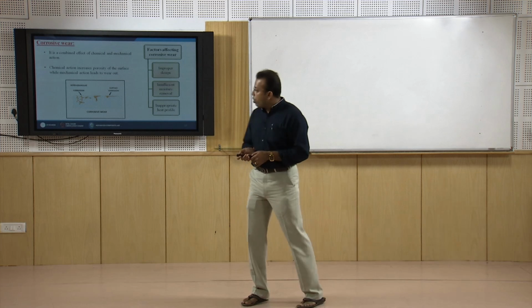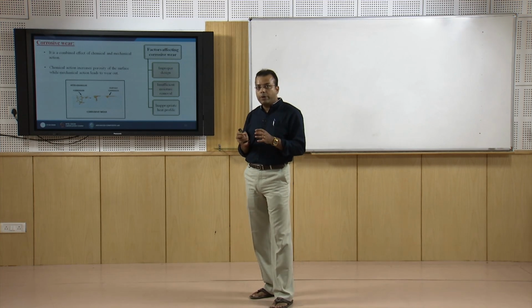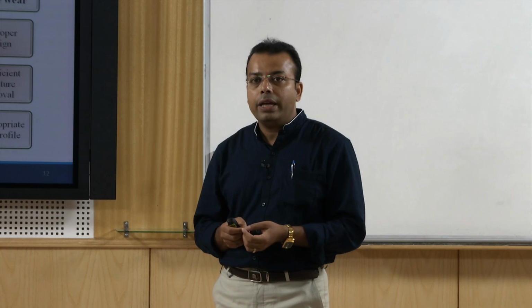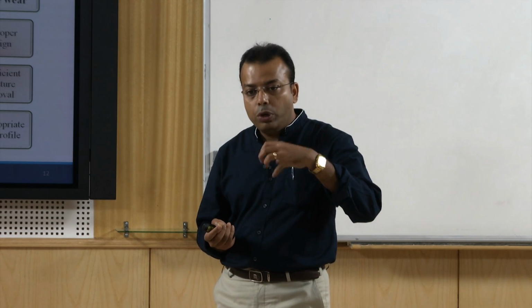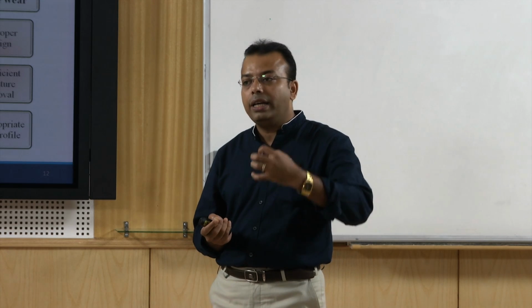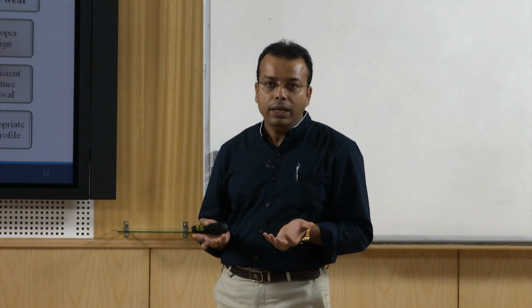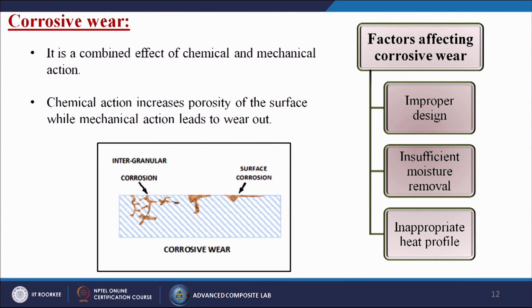Next is called corrosive wear. From the name itself you can understand that corrosive wear is dependent upon the corrosion of that particular material. What is corrosion? It is a mechanochemical process. First the material will be chemically attacked, then automatically its mechanical properties will go down, by which wear will take place. So, it is a combined effect of chemical and mechanical actions. Chemical action increases porosity of the surface, while mechanical action leads to wear out.